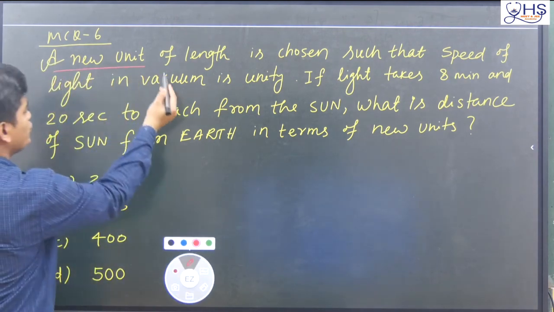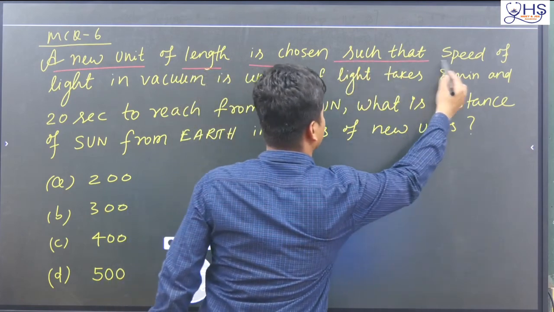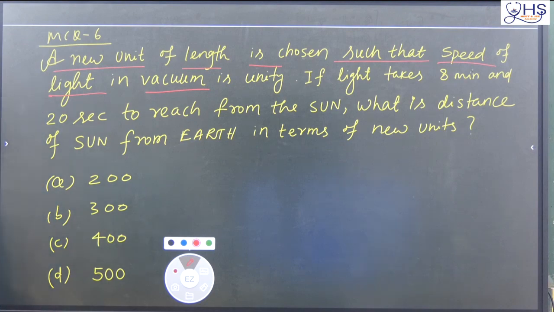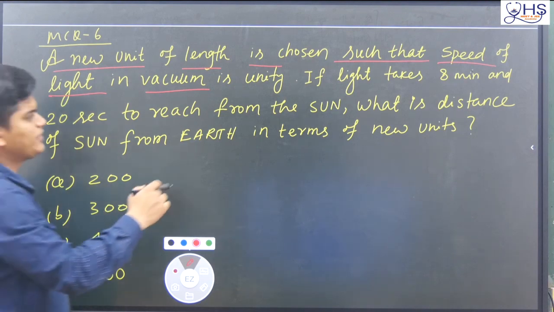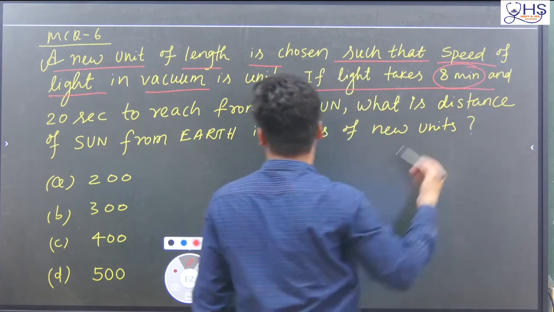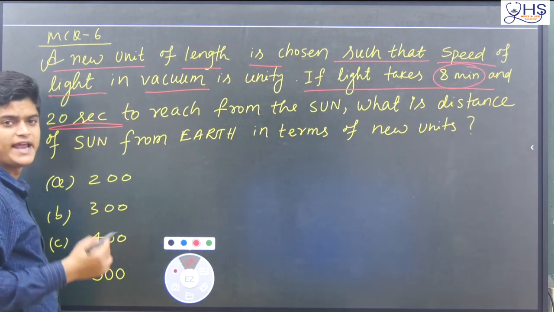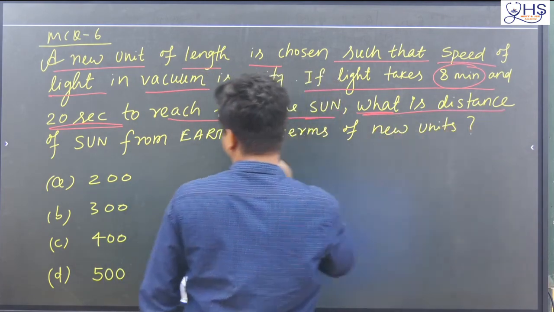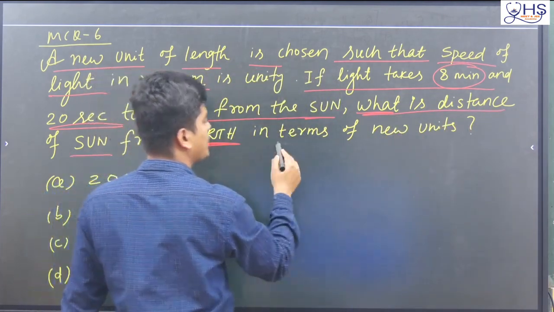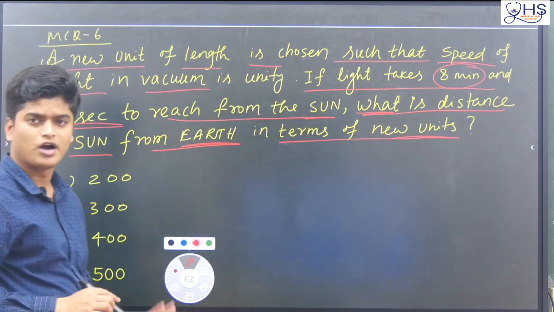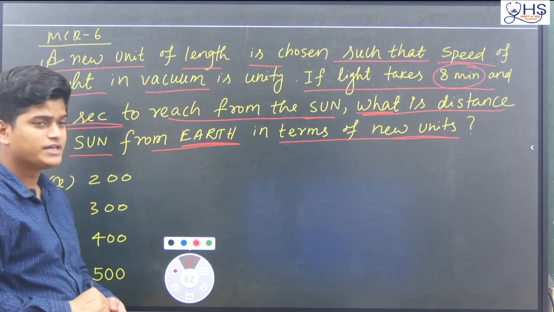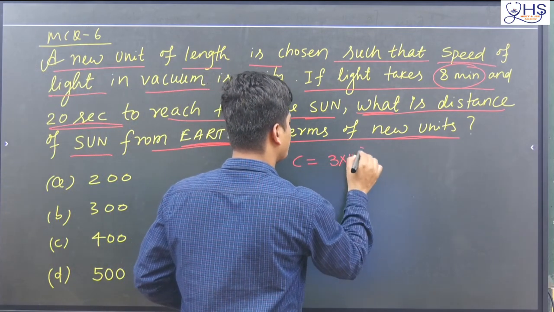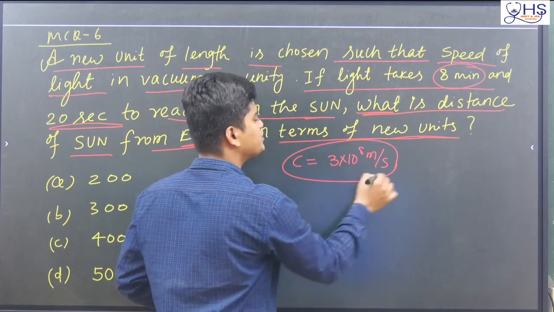They are telling: a new unit of length is chosen such that the speed of light in vacuum is unity. If light takes 8 minutes and 20 seconds to reach from the sun, what is the distance of the sun from the earth in terms of the new unit? Understand the question perfectly. They are telling the C value. C is called the speed of light, which is nothing but 3 into 10 to the power 8 meter per second. That is the normal value.